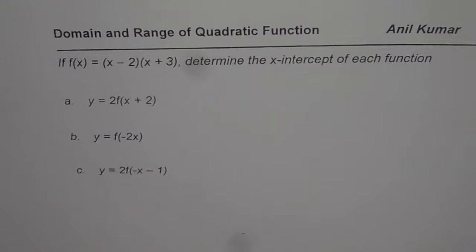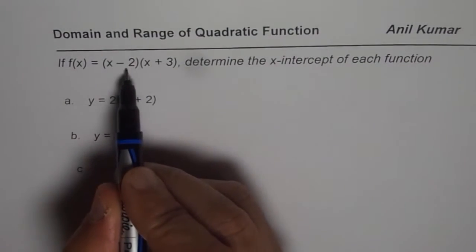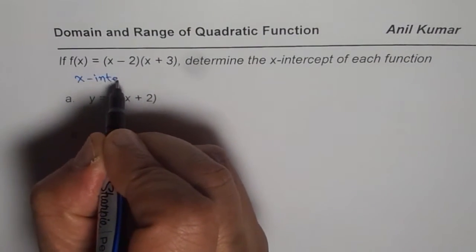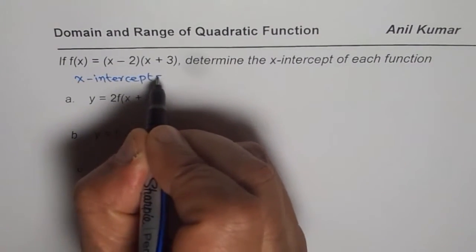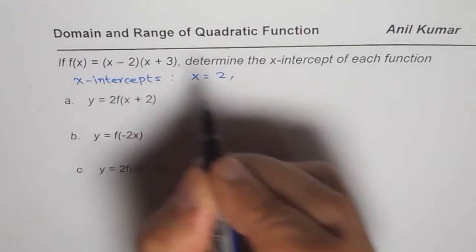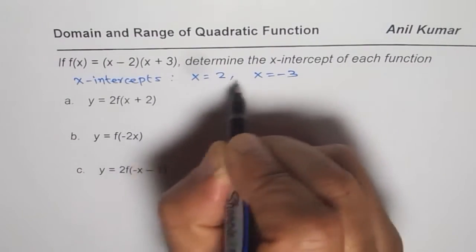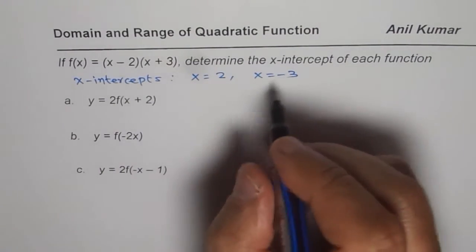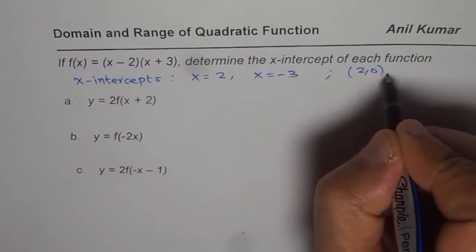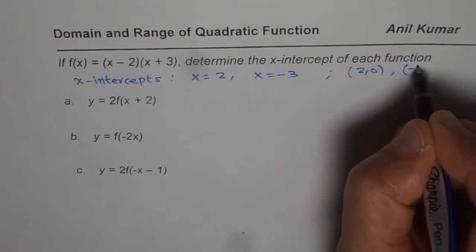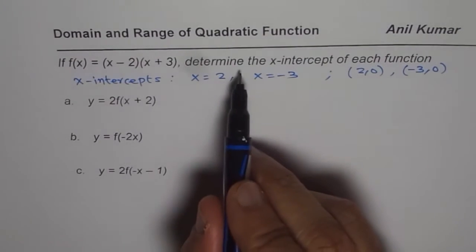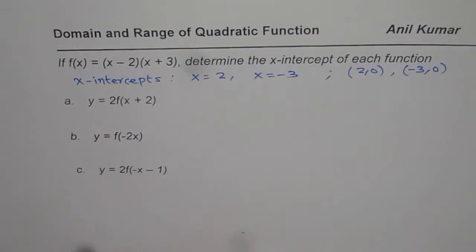Now what we are given here is the function f of x equals x minus 2 times x plus 3. So what are the x-intercepts? The x-intercepts are at x equals, when this is 0, that is at 2, and the other factor is 0 at x equals minus 3. So these are the two x-intercepts, right? You could also write them as (2, 0), where 2 is the x value, and (minus 3, 0). The y value is 0 at the x-intercept. Now we need to find the x-intercepts for these transformed functions.